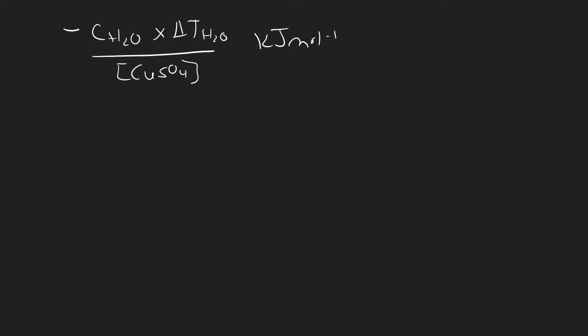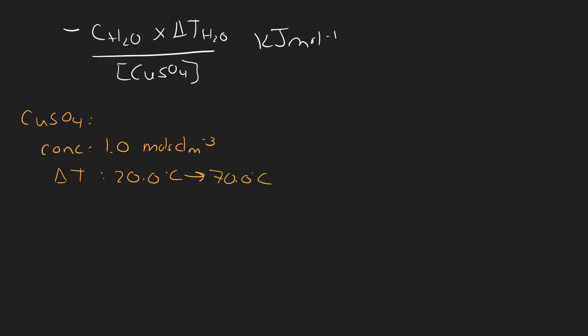All right, so let's say in our problem, we have a reaction of copper sulfate with excess zinc. We know our concentration is 1.0 moles per decimeter cubed. Because we got rid of that 1,000, we are good. For the change in temperature, we are going from 20 degrees Celsius to 70 degrees Celsius. The specific heat of water is 4.18.